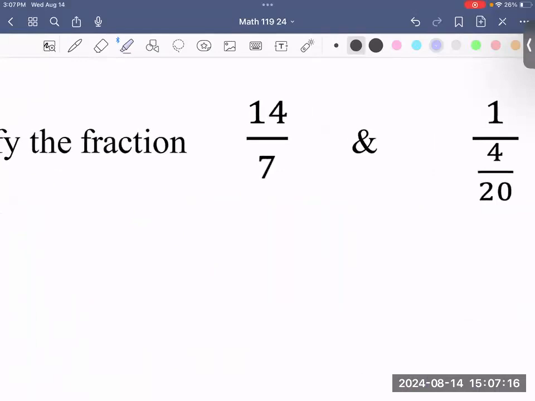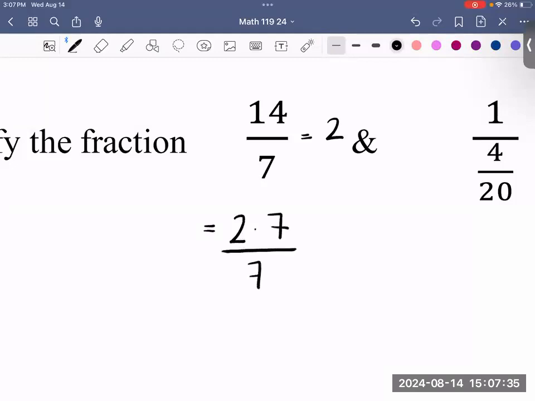So simplifying 14 divided by 7, we hopefully can see that to be a 2, but the math behind it, if we want to see it: 14 has what in common with a 7? Well, 14 can be broken up as 2 times 7. And then on the bottom, you still have that 7. So when we go to simplify, the math behind it is that we're getting rid of those 7s because they're both present.